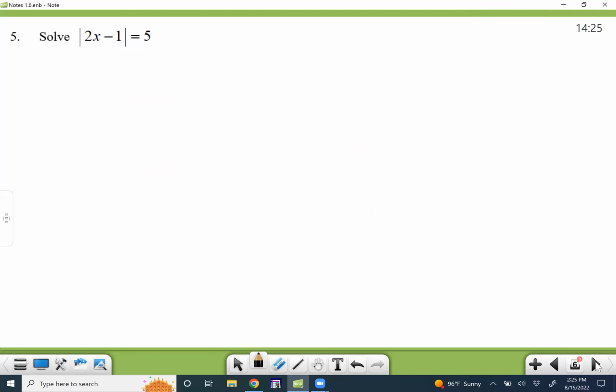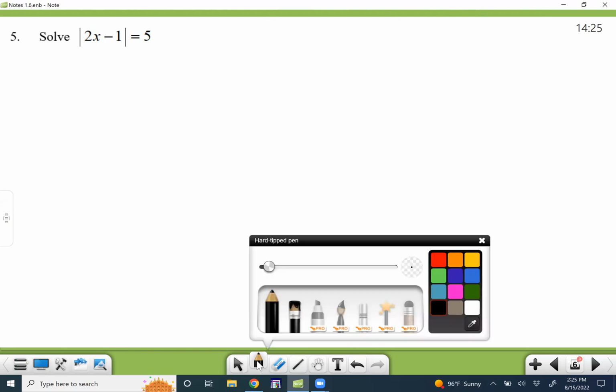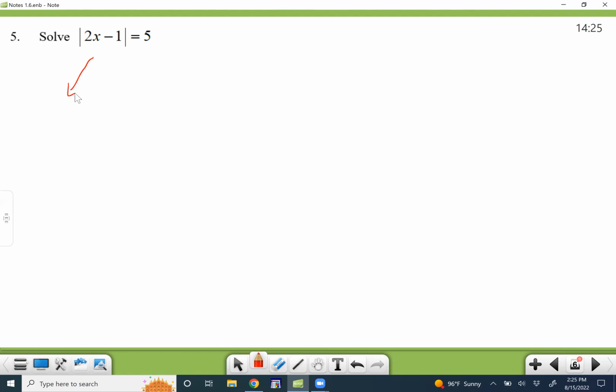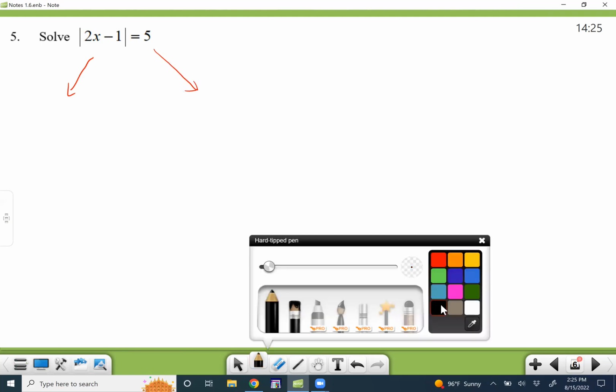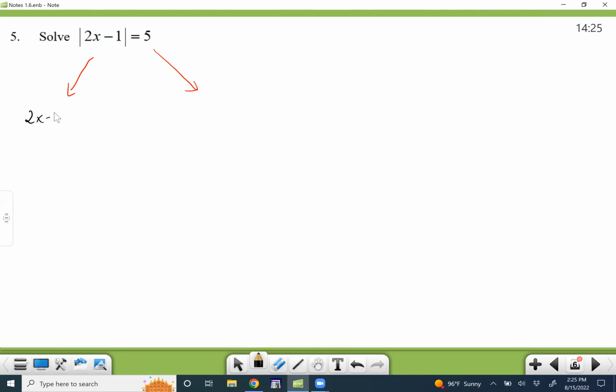All right, so what we're going to do to solve this is we're going to do two cases. We know there's two answers. We just discussed that. So how do I go about getting those two answers? Well, here's how. You're going to take the stuff that's inside the absolute value bracket, the 2x minus 1, and you're going to set it equal to both positive 5 and to negative 5. Now notice I'm only changing the right-hand side. I get students who change the stuff that's inside the absolute value brackets. You don't want to do that.